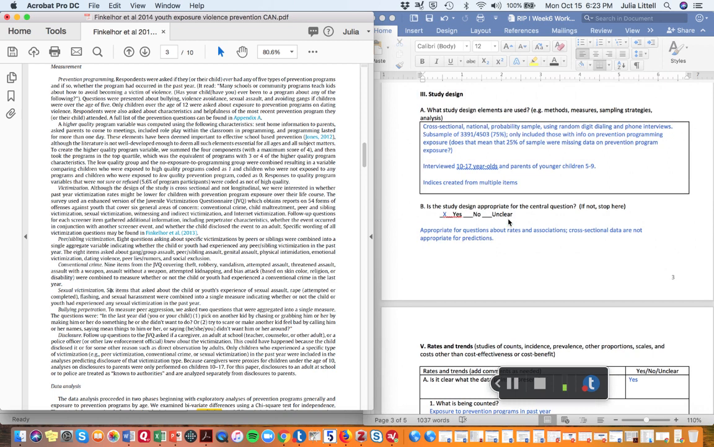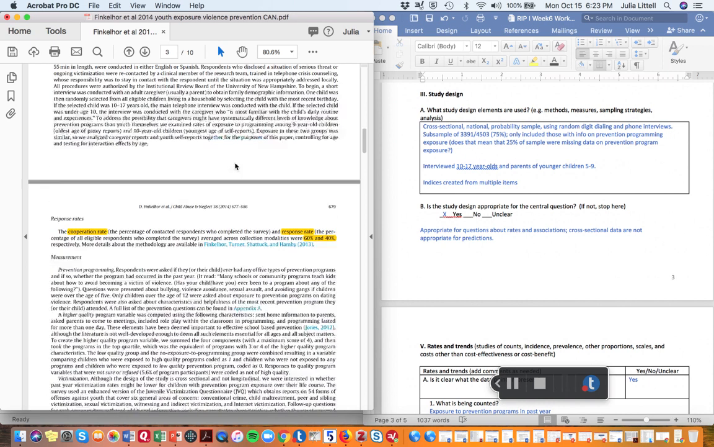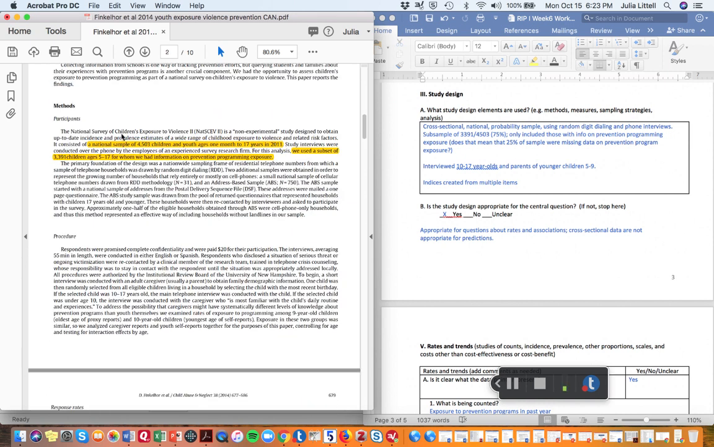Okay, so section 3, study design. What study design elements are used? Well, I said this is a cross-sectional national probability sample. So it's cross-sectional because it's done at one point in time in 2011. It's a national sample. They say that right here on page 678. It's a probability sample, meaning they took a random sample. They say that right here they used random digit dialing, which is a random sampling method. And they used phone interviews. So you could wonder how eager children and youth are to talk about things like victimization with a stranger on the phone. I don't know.